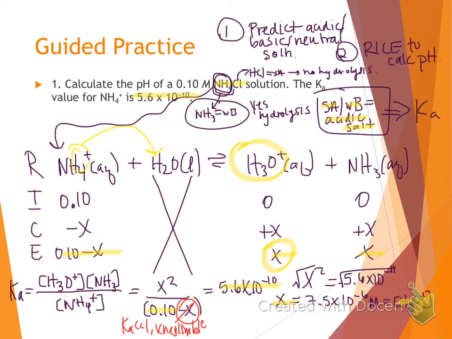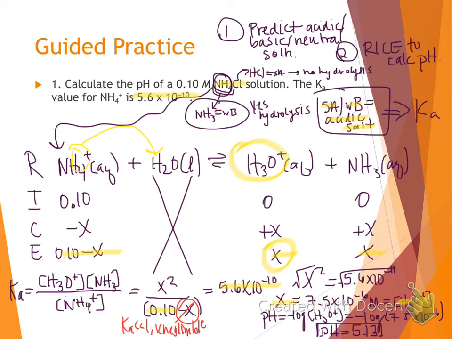Well, now our last step is to find that pH. pH is the negative log of H3O+. So taking the negative log of our H3O+, or that x value, gives us a pH of 5.13. And this makes sense. Remember, we have an acidic salt. Since it's an acid, our pH should in fact be less than 7.